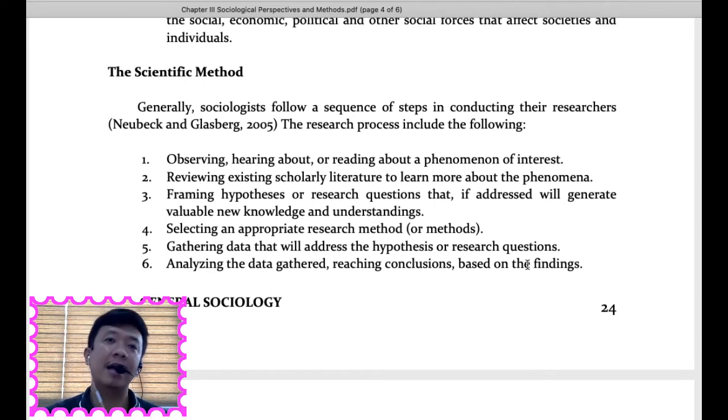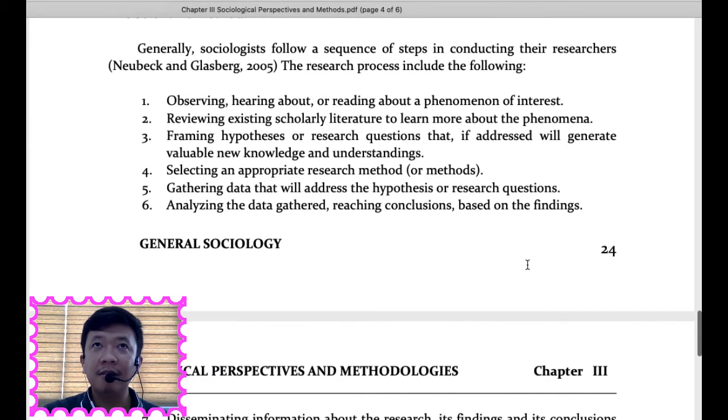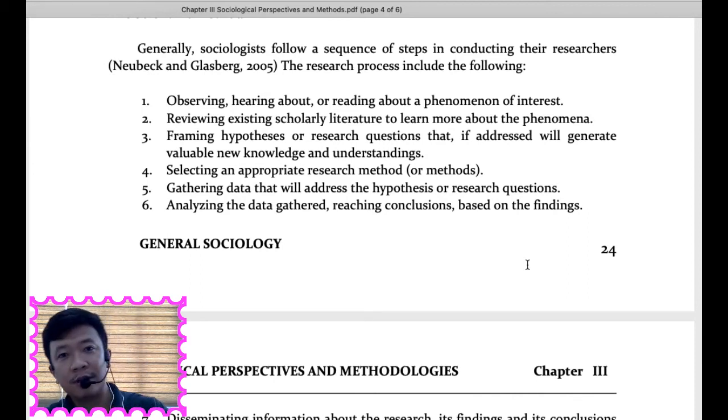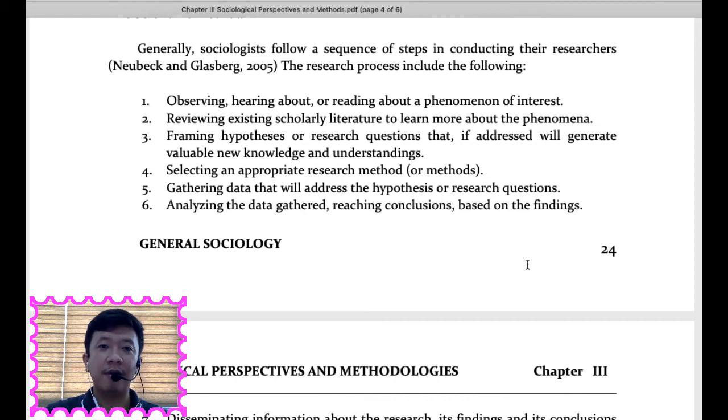So nakadepende sa pagnanais mo at sa research question mo rin. Okay? And then you will gather the data. No? You bring people who will serve as your research participants.